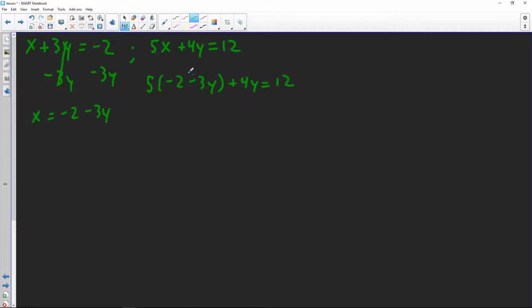Now, do you see why we did that? Why we subbed it in? Because now we don't have an x anywhere in here. We can just get all the y's together, and then we can just solve for y. We can figure out what y is going to be.